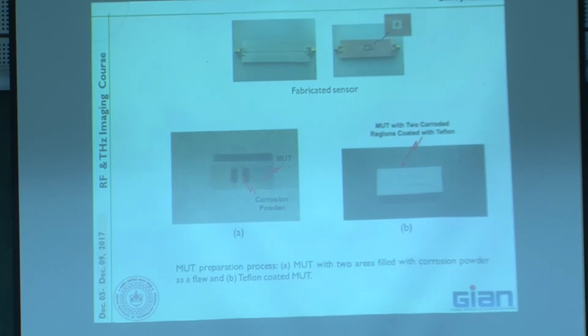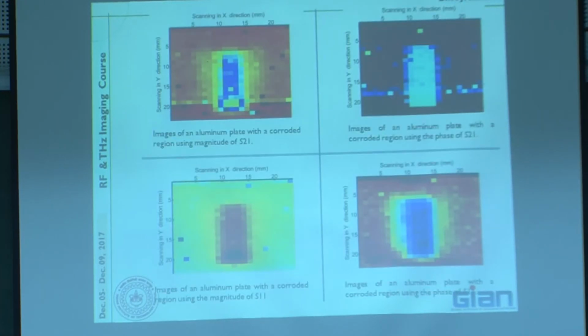For example, this is the normal aluminum plate. There are two regions which have corrosion, and you coat this with Teflon. Now you can see what is inside, and you use this scanner for raster scanning over the whole area. If you plot, let's say, the phase and the magnitude, you can measure S21, amplitude, phase, everything. If you use this S11 magnitude or even the phase, you can see against the background something like a defect or anomaly in the structure, using this kind of sensor.